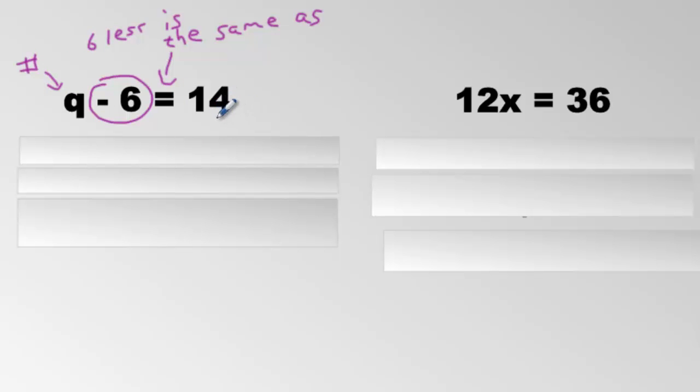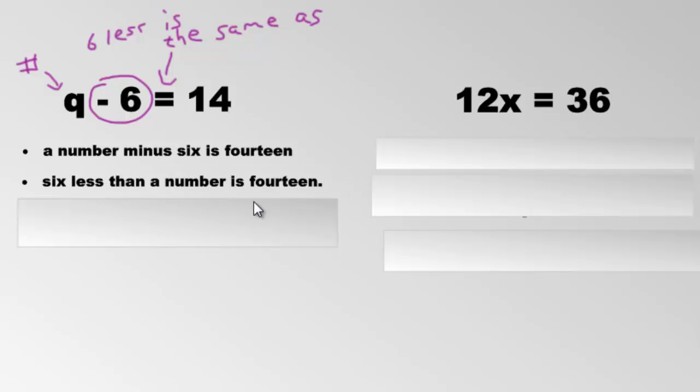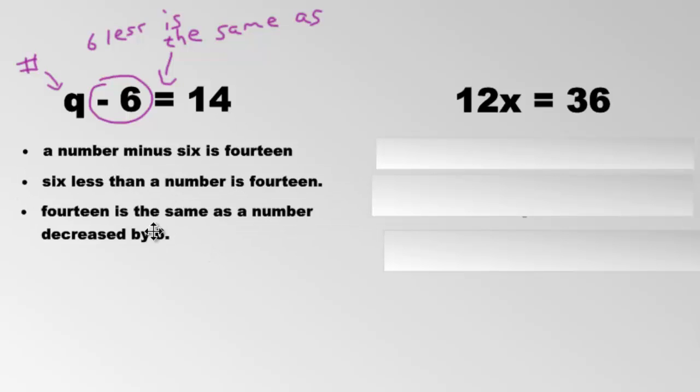I can also go backwards. I can say 14 is the same as 6 less than a number. There's many ways you can phrase these. A number -6 is 14. That's fine. A number -6 is 14. 6 less than a number is 14. 14 is the same as a number decreased by 6. Here's the number. Decrease it by 6 is the same as 14.